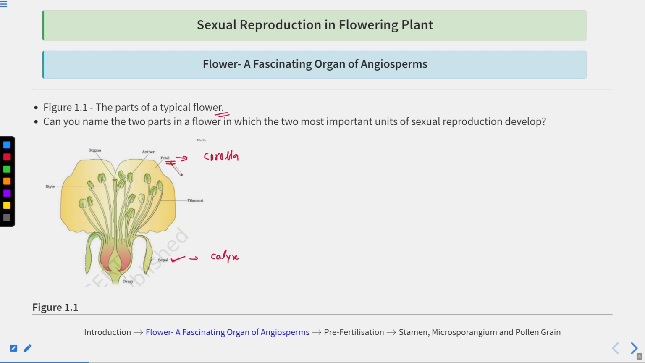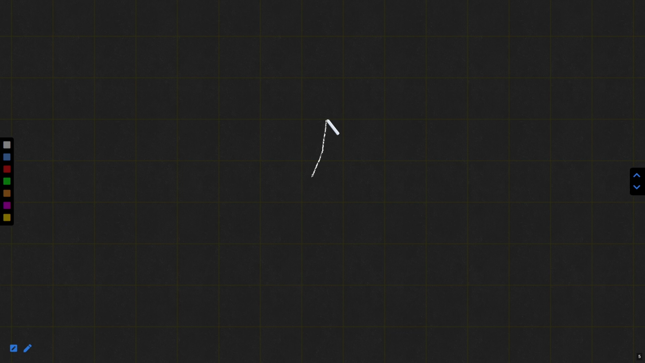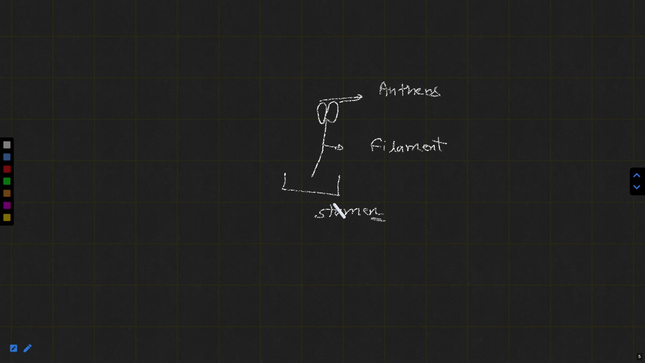Then inner to the petals we have the androecium, which is represented by the stamen. So stamen consists of anther and the filament. So this is a stamen. Clear? We can draw a stamen like this. These two are known as the anthers, and this is the filament. And this entire thing is known as the stamen, or you can say androecium, which represents the male reproductive system, and androecium consists of the stamens. Clear? Then inner to this androecium we have the gynoecium.